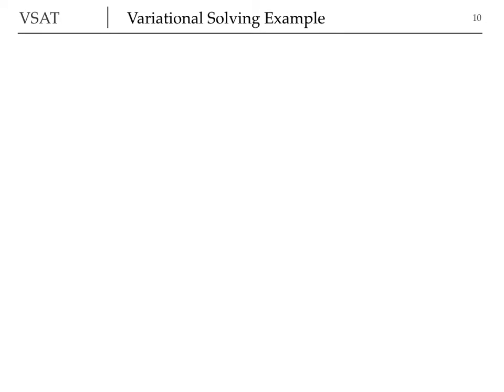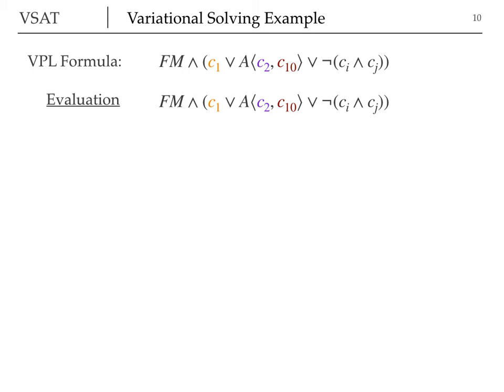Okay, so I'm going to go through a worked example of how the variational solver solves a formula. Given our VPL formula, we will call evaluation on it. Evaluation is going to find the feature model and the conjunction at the top level of this formula and send the feature model to the underlying solver.